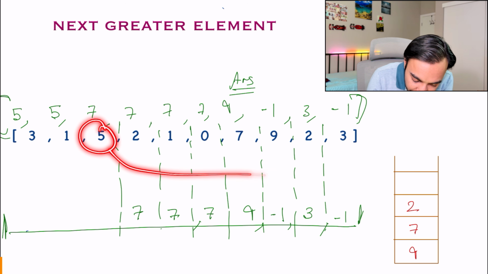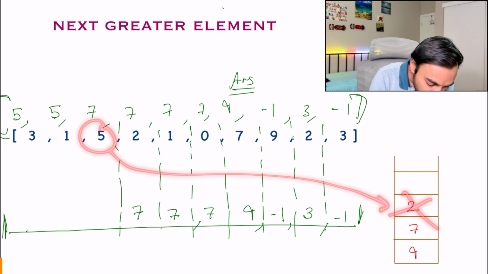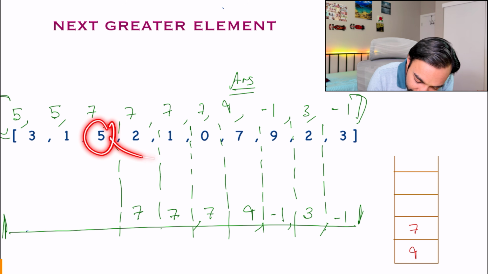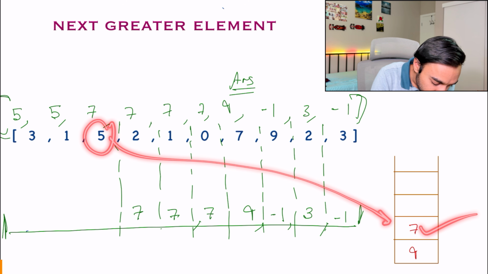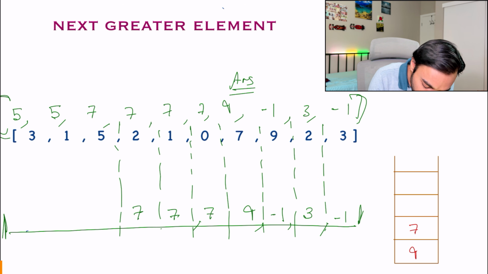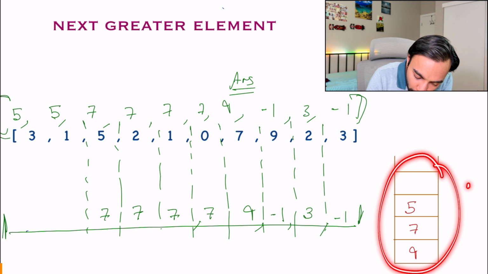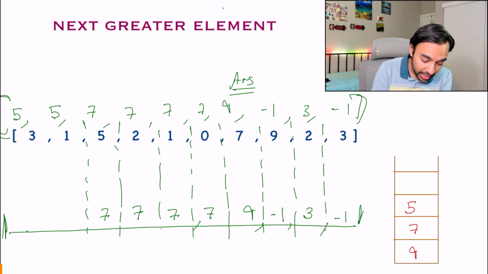Check out 5. Is 2 the next greater element? No. So I will remove this. Is 7 the next greater element? Yes. So what I will do is I will write down 7 again. And this 5 gets added to the stack. Notice how our stack is always monotonic. It is always increasing in nature.